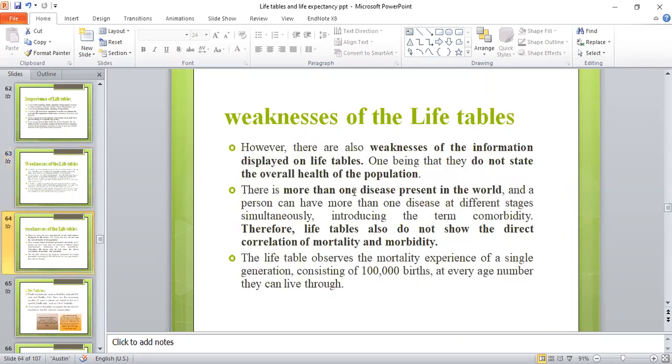There are also weaknesses in the information displayed in a life table, and sometimes it does not state the overall health of the population. There is also more than one disease present in the world, and a person can have more than one disease at different stages. Therefore a life table does not show the direct correlation of mortality and morbidity.